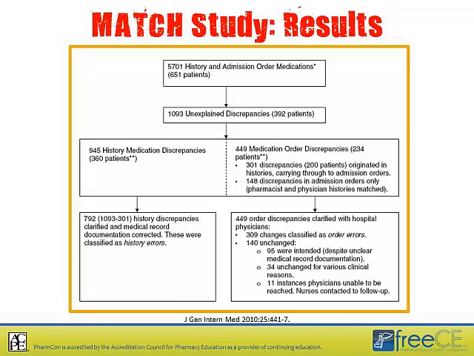So I think this study is very interesting. I think it speaks to why it's so important to have pharmacists be involved in the medication reconciliation and medication history process. I know we see these kinds of things happen all the time in the institution that I round in.